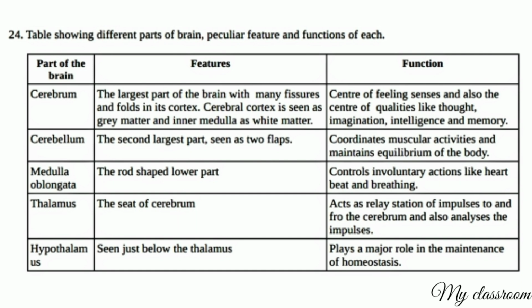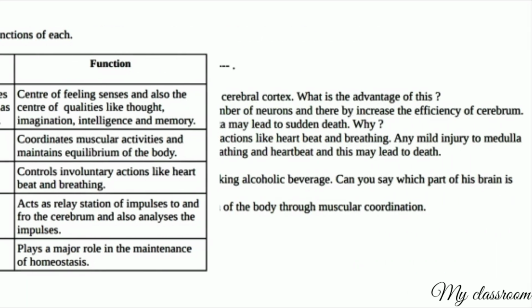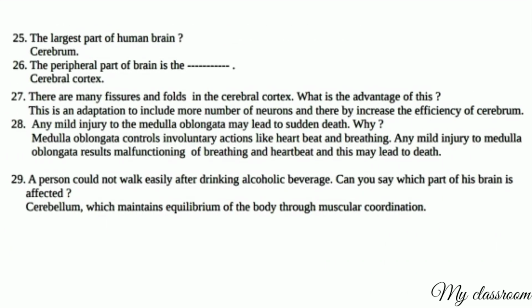Hypothalamus, seen just below the thalamus, plays a major role in the maintenance of homeostasis. The largest part of the human brain is called cerebrum. The peripheral part of the brain is the cerebral cortex. There are many fissures and folds in the cerebral cortex. What is the advantage of this? This is an adaptation to include more number of neurons and thereby increase the efficiency of the cerebrum.